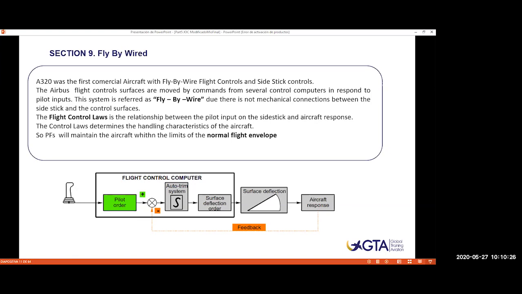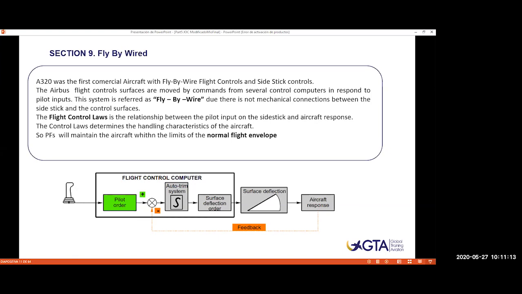So if you see, when we move the side stick, this command goes to the surface, but before that it has to pass through computers. In the computers, we have programs. And when we talk about control computers, we are going to talk about something called flight control laws. What are the flight control laws? It is the relationship between the pilot input, what the pilot does on the side stick, and the aircraft response.